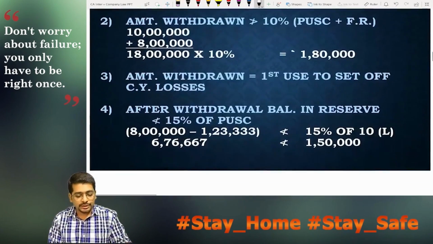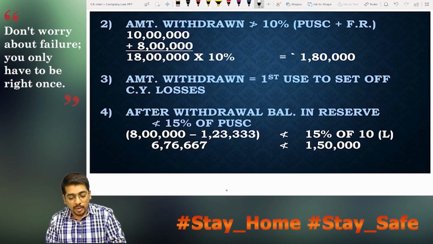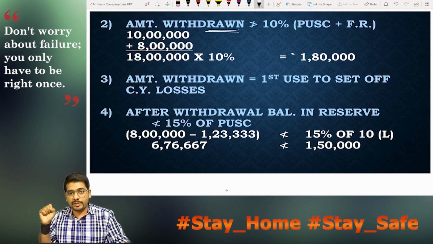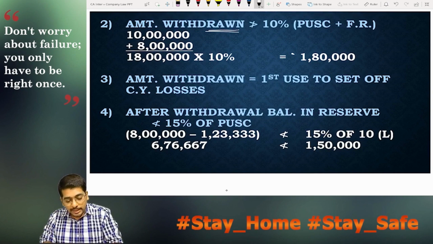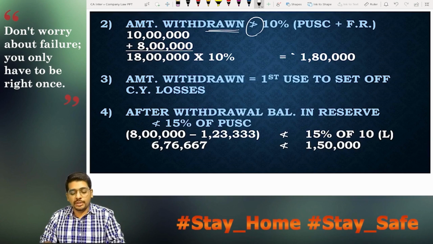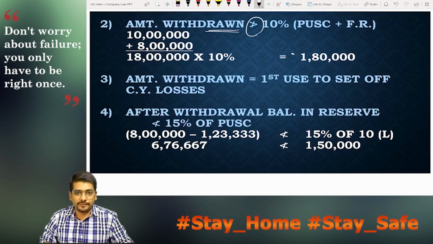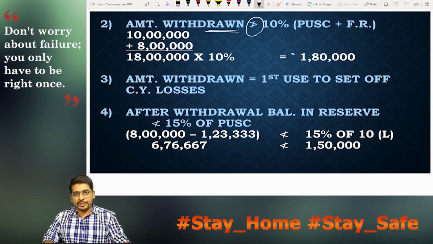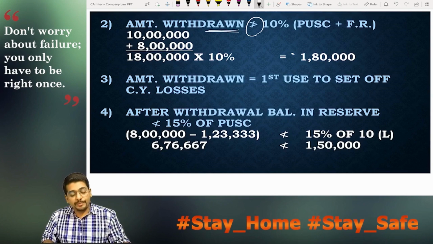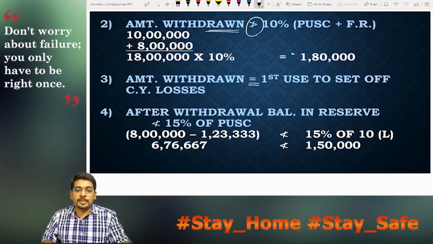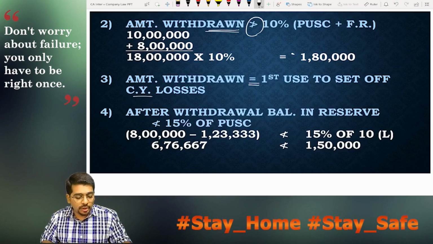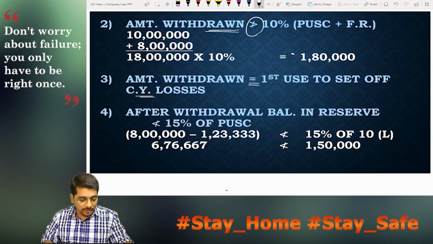Okay, sir. Second condition. They are saying whatever is the amount that you are withdrawing for the purpose of dividend, that amount should be how much? Again, not more than 10% of your paid up share capital plus free reserves. 10% of your paid up share capital plus free reserves together, it should not be more than 10%. Okay, sir. Third condition is the amount withdrawn should first be used to set off your current year losses. Yes, whatever amount you are withdrawing, it should first be used to set off your current year losses.